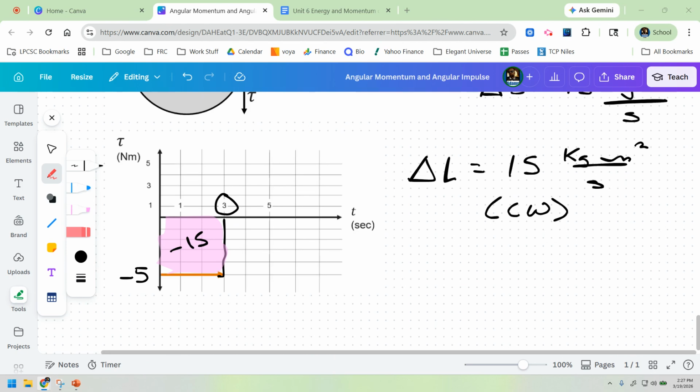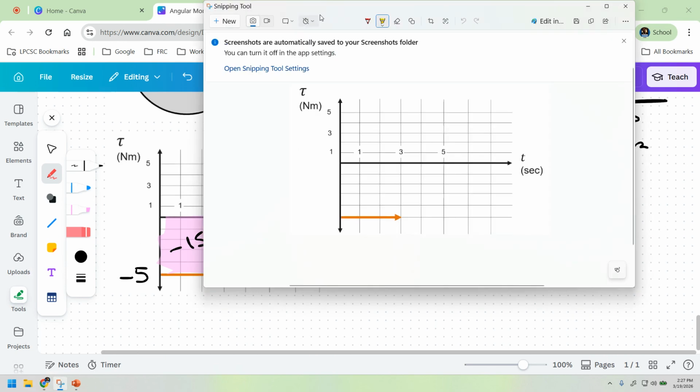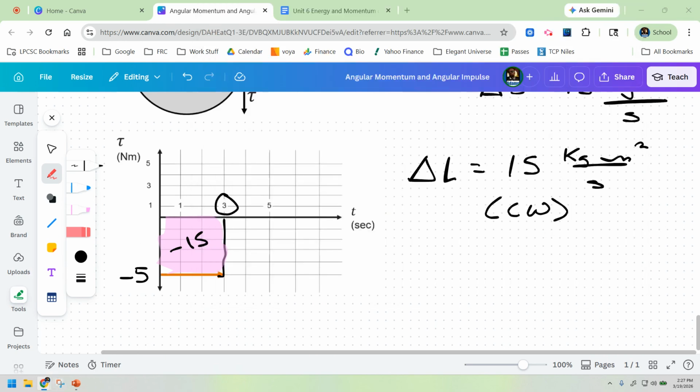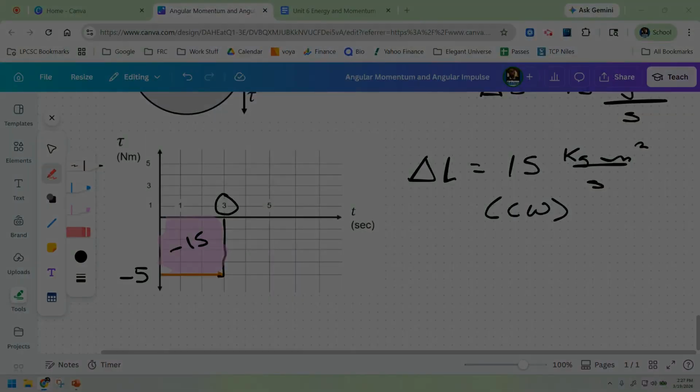I'm going to throw one more graph on the screen. Did you guys get all that stuff written down or no? Yeah. No. I'm just going to start talking.